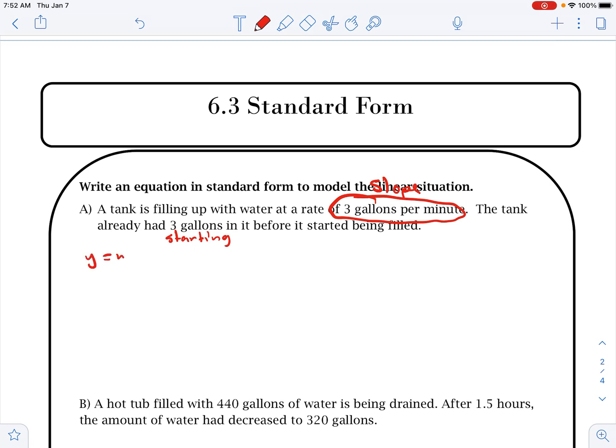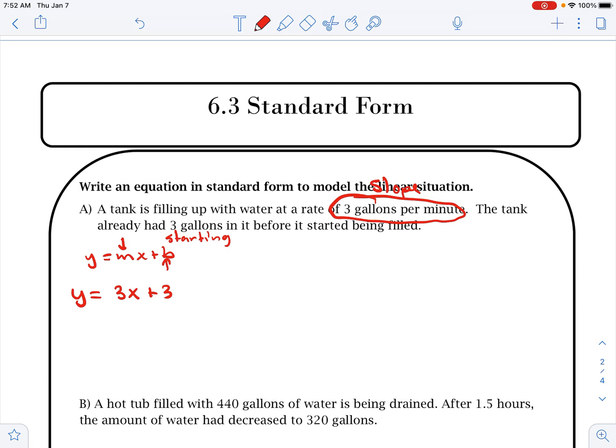So if we have that starting point, that's y equals mx plus b. It's in this point that we're using, so that's slope-intercept form. I know the slope. B is my y-intercept. It's like where it's starting at. So I can go ahead and say y is equal to my slope of 3 gallons per minute plus what we already have in there, 3.